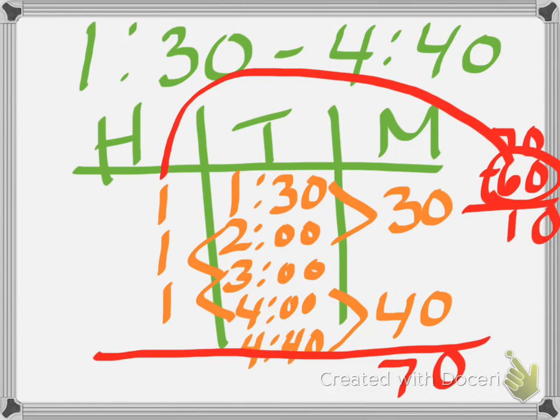Now we took away 60 minutes. So how many minutes do we still have left? That's right, we have 10 minutes left. So how many hours do we have? 1, 2, 3 hours and 10 minutes. So our elapsed time from 1:30 to 4:40 is 3 hours and 10 minutes. Yay, good job if you got that one correct. Let's do one last one.